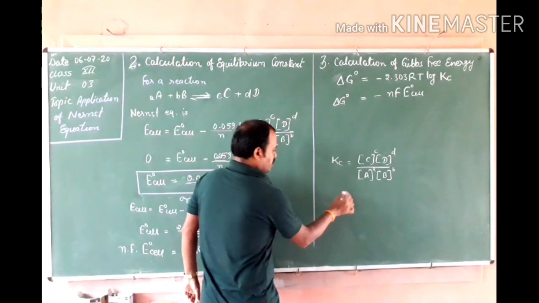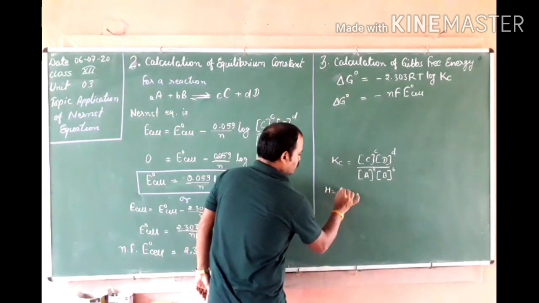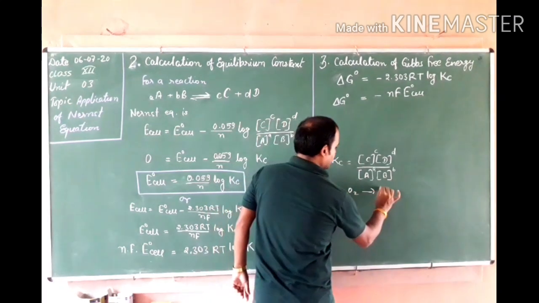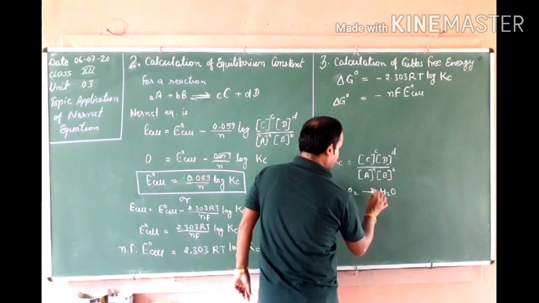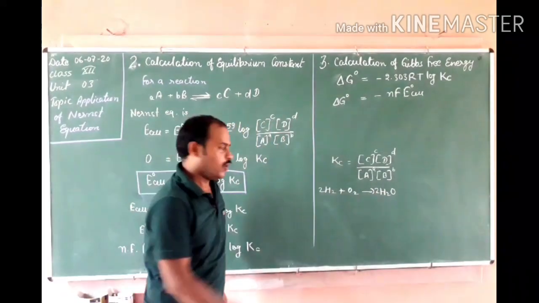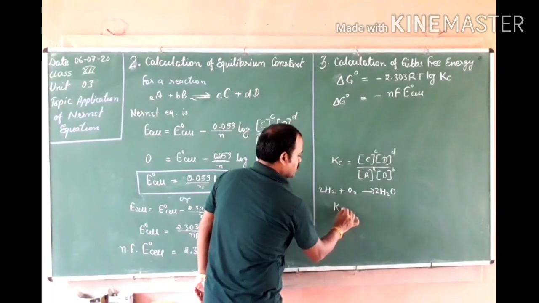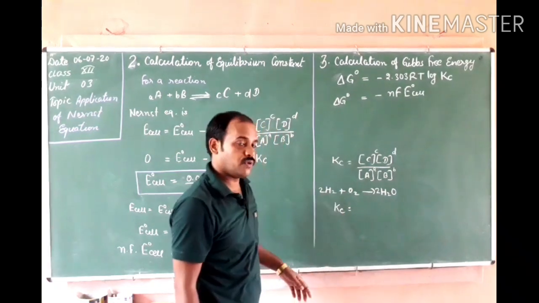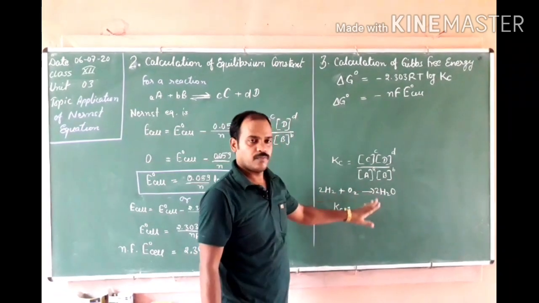For example, for the reaction H2 plus O2 gives H2O, if you balance this equation, then this will be the balanced equation. For this equation, the equilibrium constant Kc will be equal to what? This will be equal to the product.